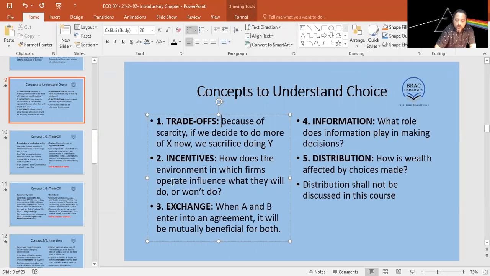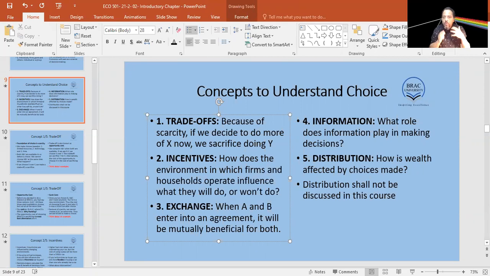The second concept that we need to be clear about is incentives. How does the environment in which firms operate influence what they will do or won't do? We can also think about households. So the environment that households and firms find themselves in, what makes them do something, i.e. an incentive to do something, and what makes them not do something. That means they find a disincentive in doing it. We'll get into this in detail a little bit later.